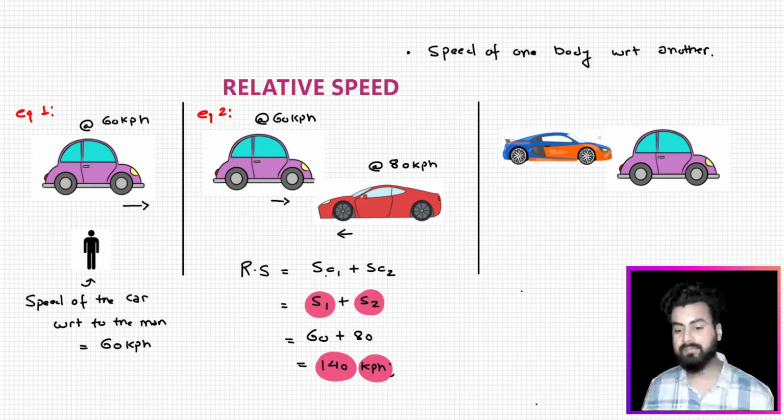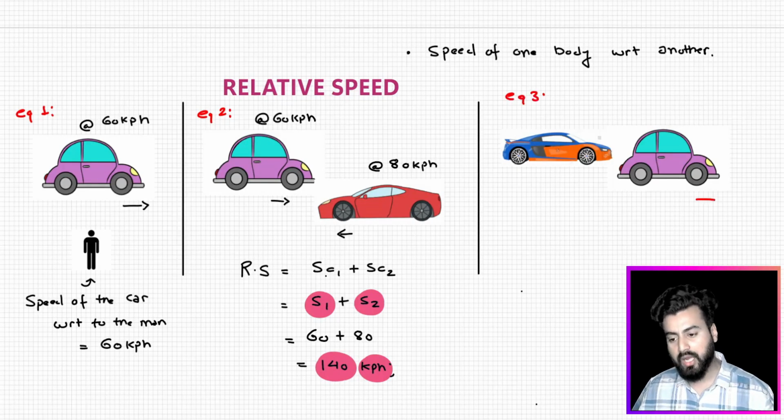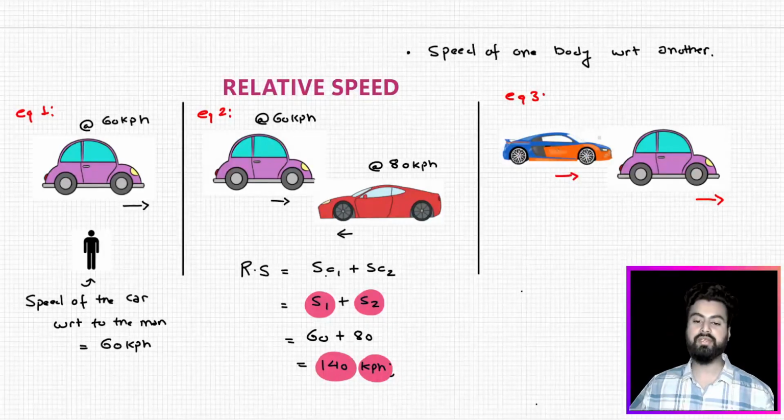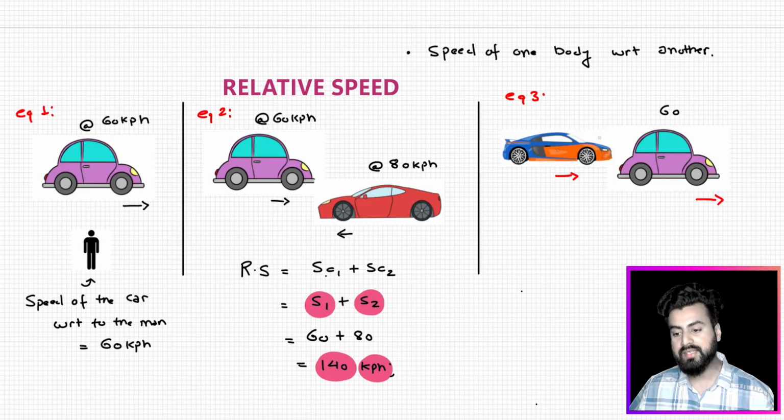I hope this point is clear. And now let me discuss the third example. Now, in the third example, there's a little change. The car is moving in this particular direction. The other car is also moving in the same direction. The speeds are 60 and 80 kilometer per hour.